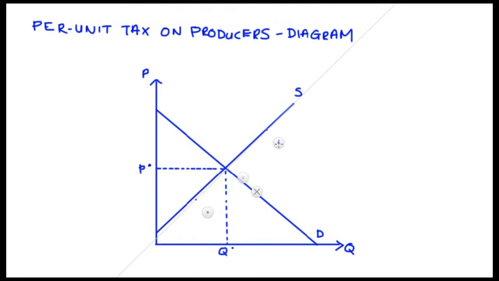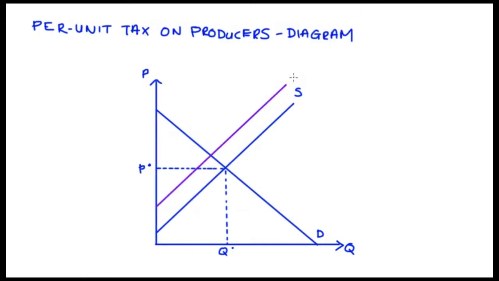We have a downward sloping demand curve and an upward sloping supply curve, and we have P star and Q star, our equilibrium price and quantity associated with that intersection. If I decided to place a per unit tax on producers, then that means that every time the producers sell a unit of good, they have to pay some money to the government.